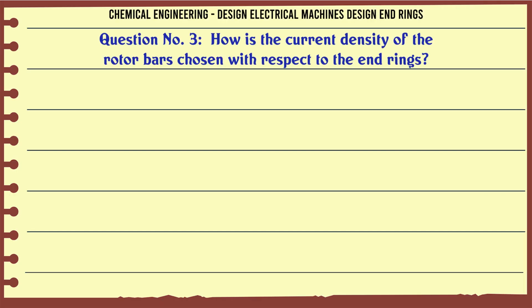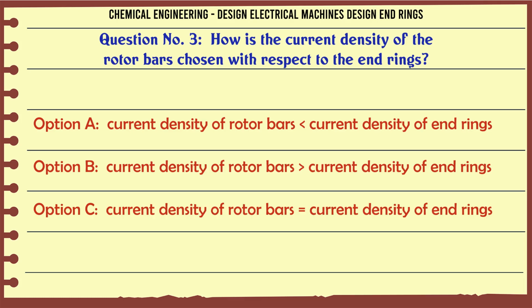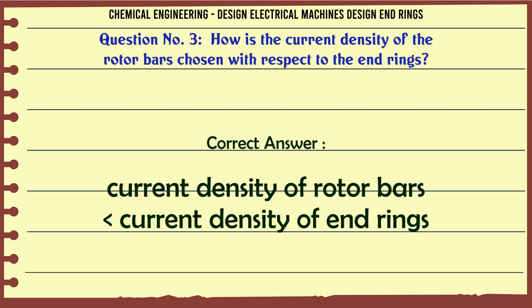How is the current density of the rotor bars chosen with respect to the end rings? The options are all given as current density of rotor bars, current density of end rings. The correct answer is current density of rotor bars, current density of end rings.